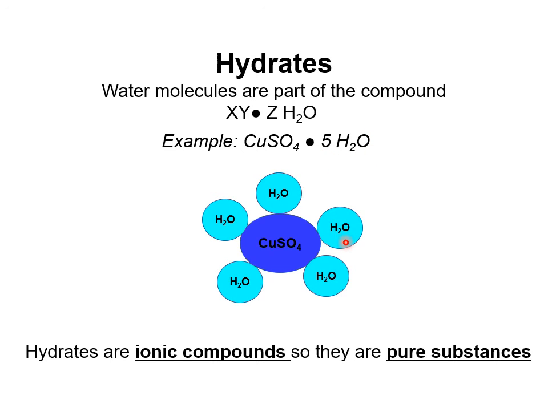A lot of students mistake this for a mixture because they think that the copper sulfate is dissolved in the water molecules. That is not true. In the case of hydrates, the water molecules are actually part of the entire compound. They're not part of a mixture. And so hydrates are pure substances and they're ionic compounds because they contain a metal in them.